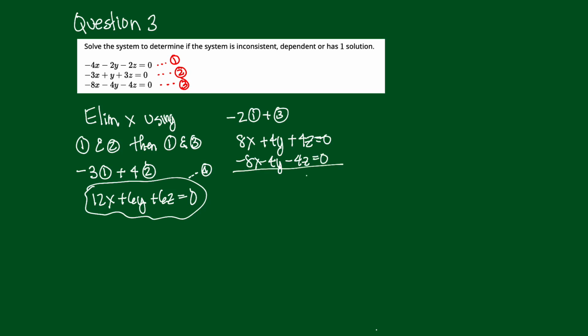Oh, look at this. You see what happens? The x's are gone, the y's are gone, the z's are gone. So I get 0 equals 0. All right, so I've eliminated all the variables, and I'm left with a true statement. Okay, that means that I have infinitely many solutions.